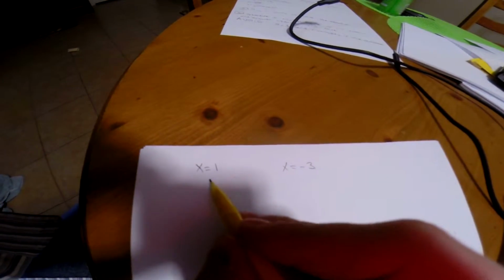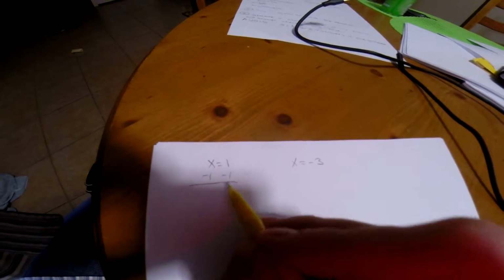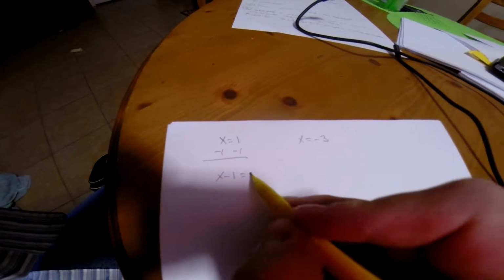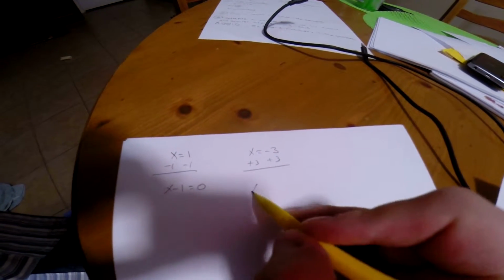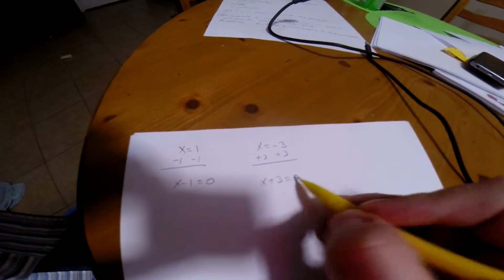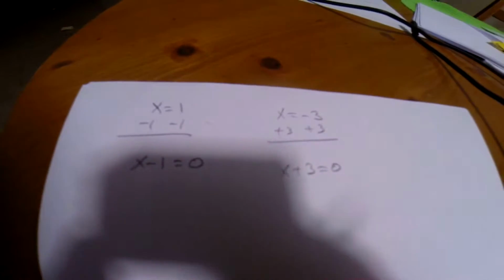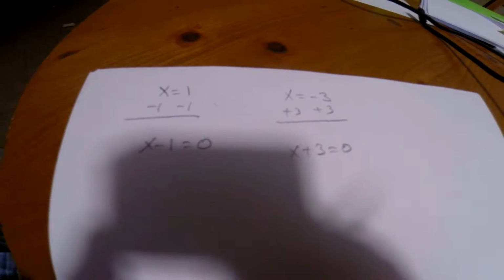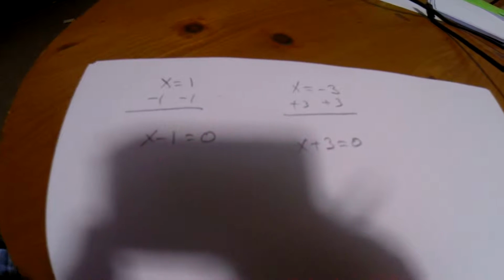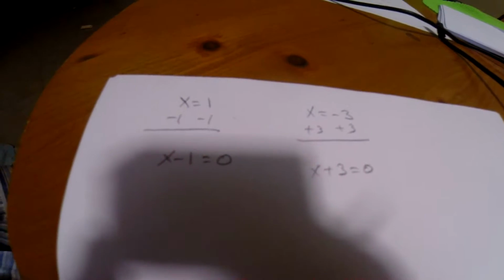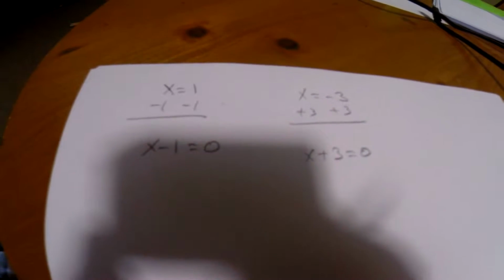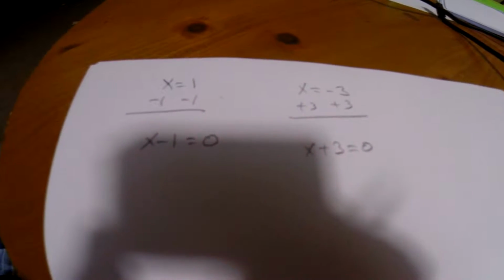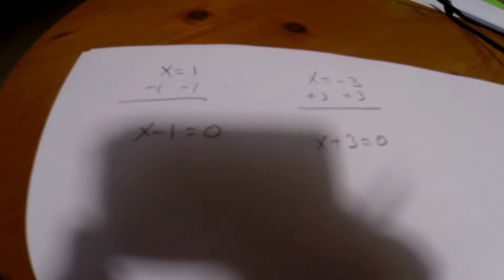So what we're going to do is subtract 1 from both sides, and we get x minus 1 equals 0. I'm going to add 3 to both sides, and I'm going to get x plus 3 equals 0. So you might think to yourself, okay, Mr. Anderson, why do you want to do that? It goes back to a property called the zero property, which is basically that 0 times anything is 0.